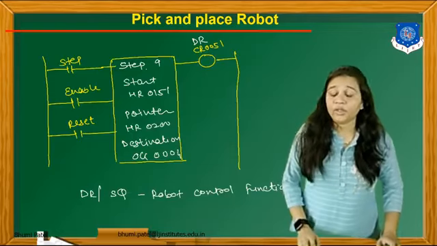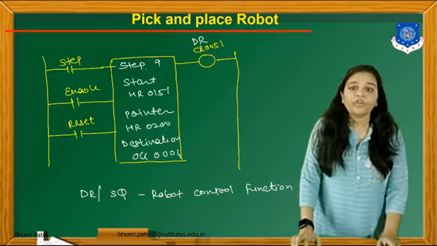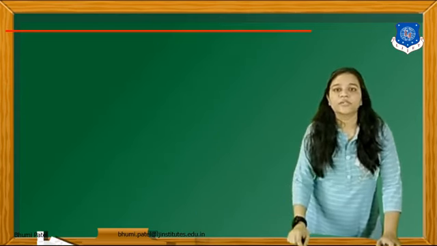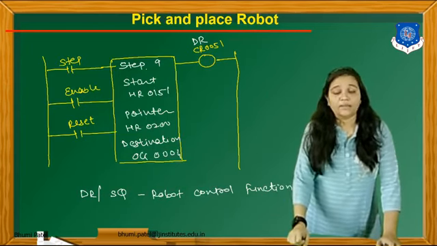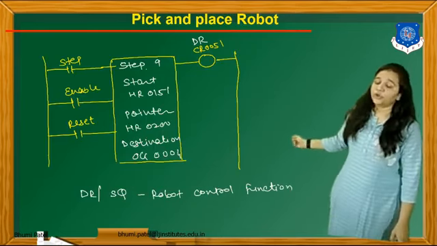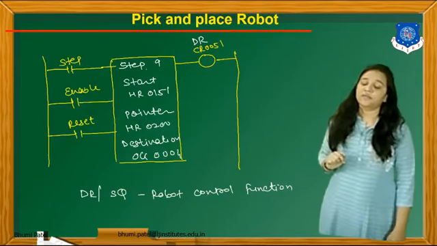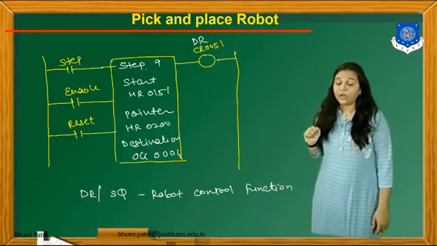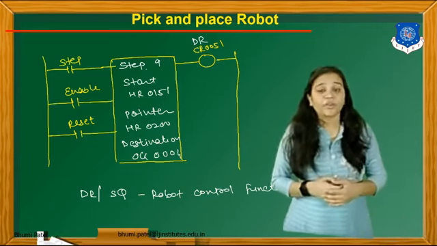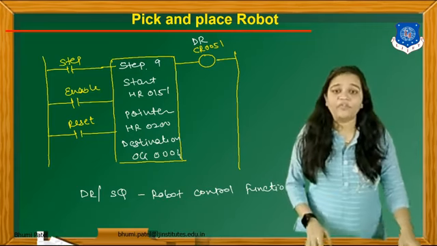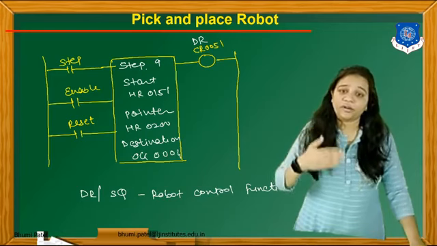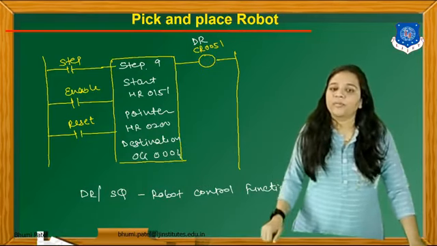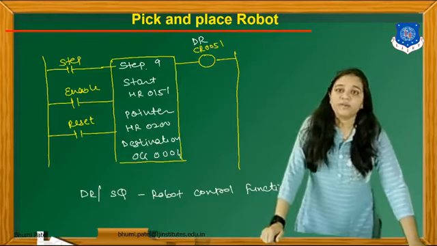Now the main thing is, what is the command for the robot control function? So we have to use DR0001, and the second command is SQ. SQ is known as sequential control. So it is the command for the robot control function. Okay, so whenever we deal with this type of application, it will run sequentially, one by one. That type of programming is known as the sequential function.